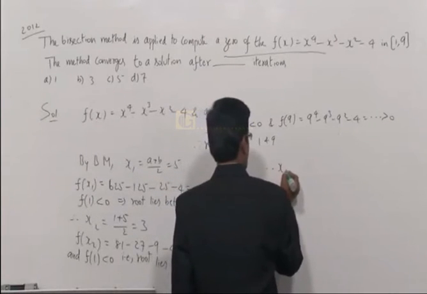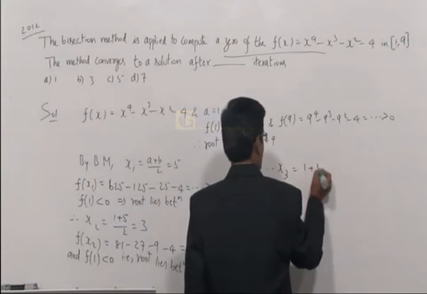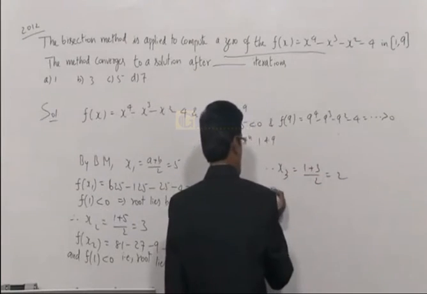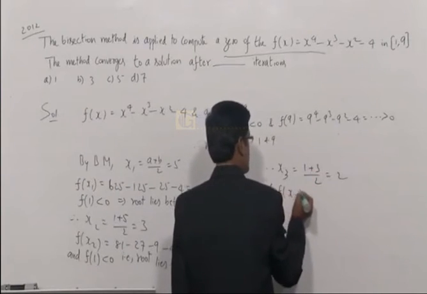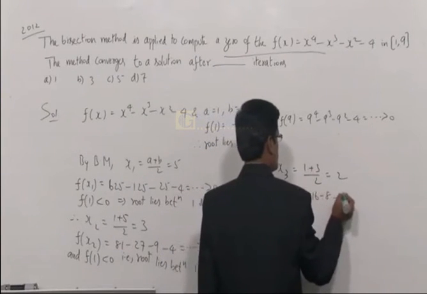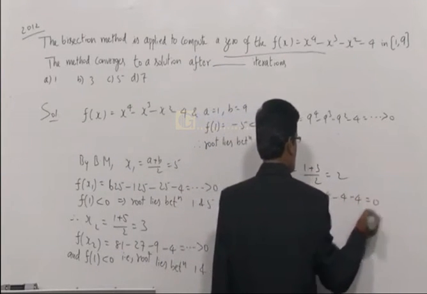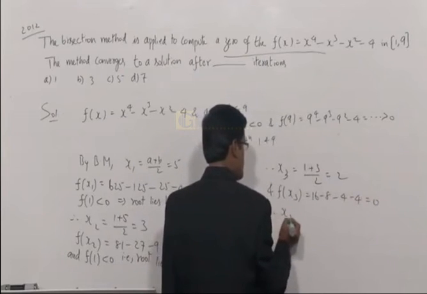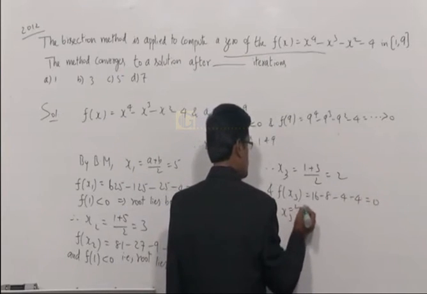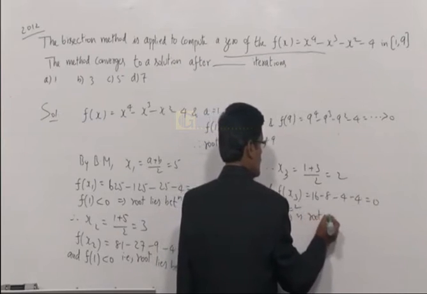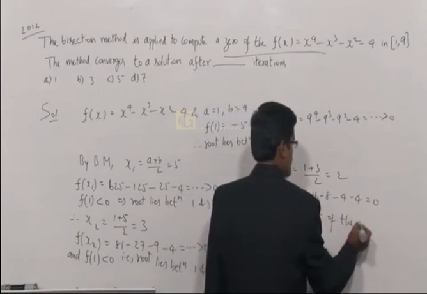Therefore x3 is equal to 1 plus 3 by 2, that means 2, and f of x3: 2 power 4 is 16, 2 cube is 8, 2 square is 4, minus 4, this simplifies to 0. Therefore x3 is the root. x3 equal to 2 is a root of the given equation.